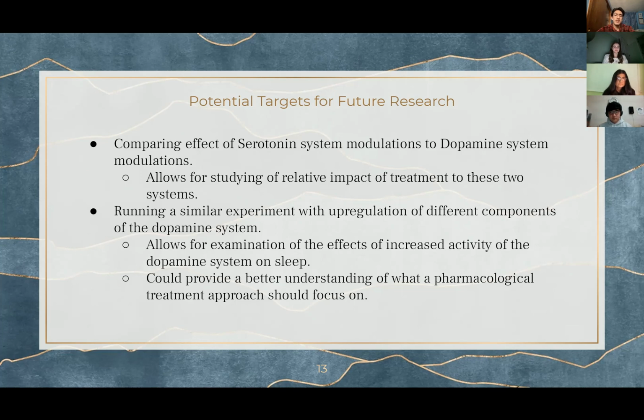Also, we could run a similar experiment, but instead upregulate these different components of the dopamine system. In this project, we purely downregulated both the DAT expression and the D1 receptor expression. But by upregulating them, it would allow us to examine the effects of increased activity of the dopamine system on sleep, and it could give us a better understanding of what a pharmacological treatment approach would be best suited to focus on.